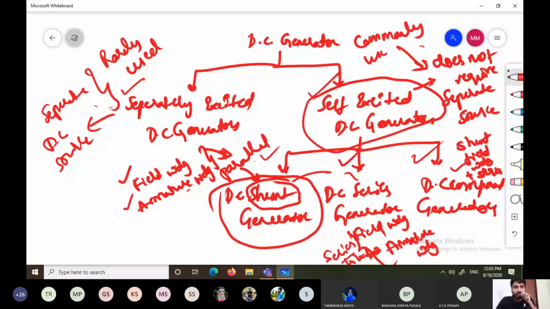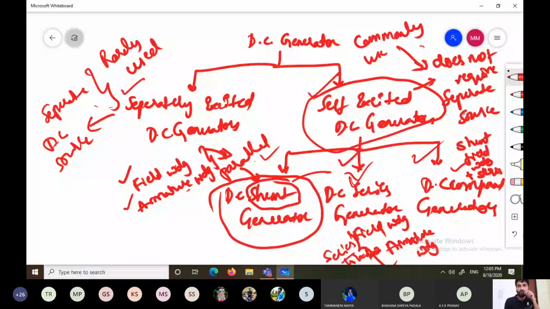Shunt means parallel. In DC generators we have two types of windings. Field winding is present in the stator and armature winding is present in the rotor. If these windings are connected in parallel to load, then the generator is called a DC shunt generator. If the field winding and armature winding are both connected in series to the load, then it is called a DC series generator. Compound means a combination of series field and shunt field connected to the armature, then it is called a compound generator. So these are the types of DC generators.